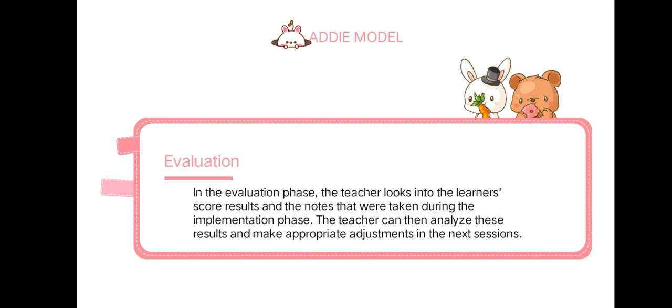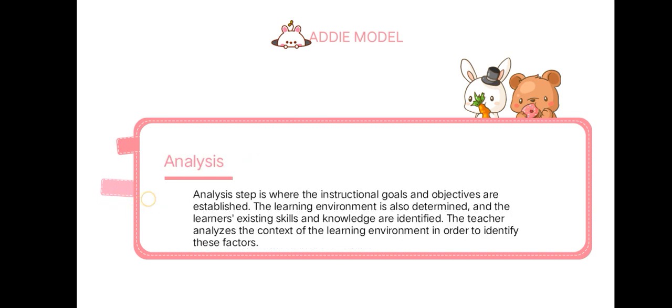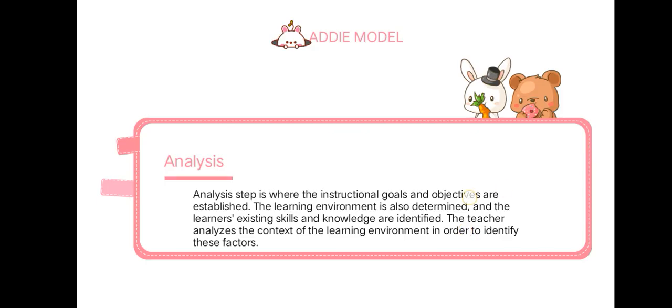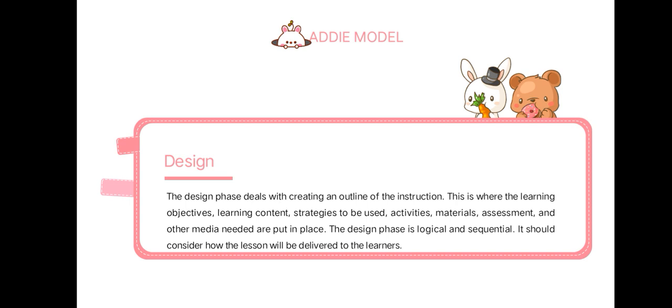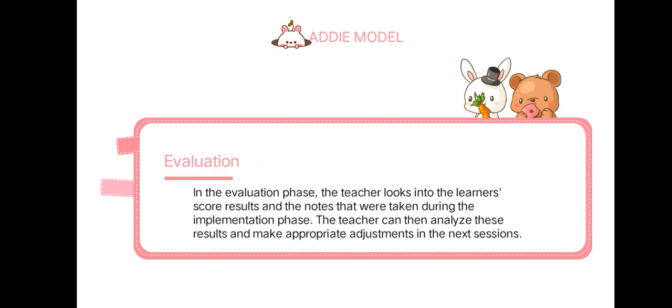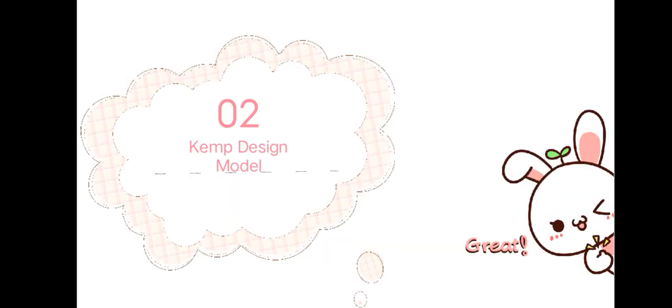Okay, always remember the ADDIE model consists of 5, which is analysis, design, development, implementation, and evaluation. Next, let's move forward to the next model, which is the Kemp model design.